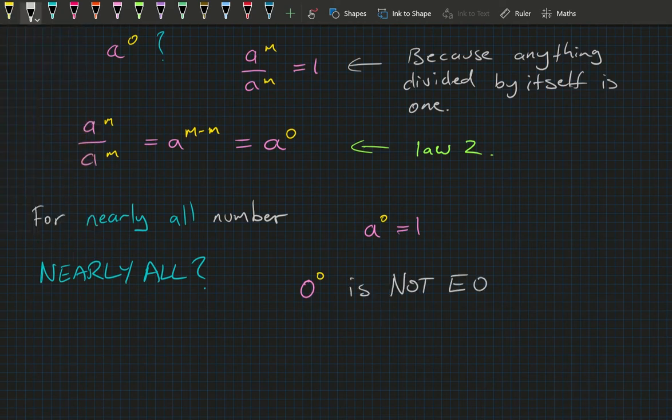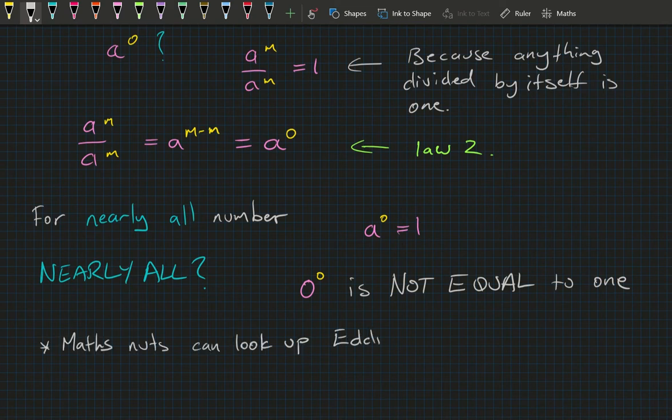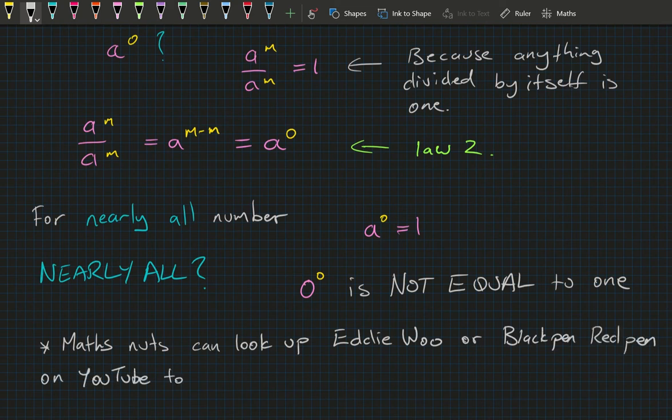0 to the power of 0 is not equal to 1. You can accept that as a fact, but for those of you who are maths nuts like me, you can look up videos by Eddie Wu for more details on that. In fact, if you're a real whiz, you can see black pen, red pen, and he'll show you how to turn 0 to the power of 0 into any number you want.